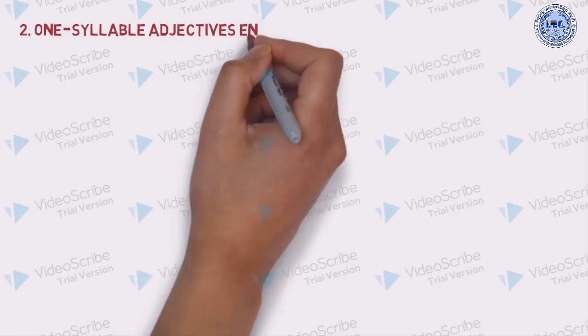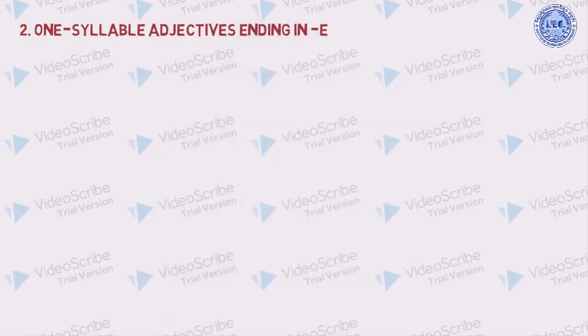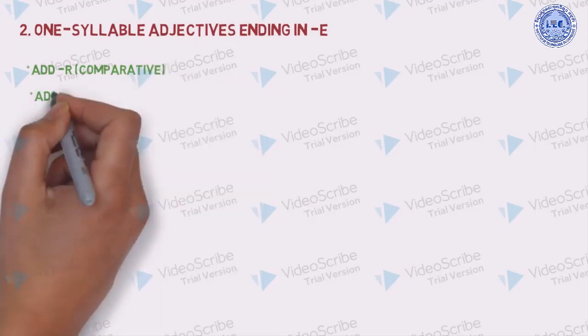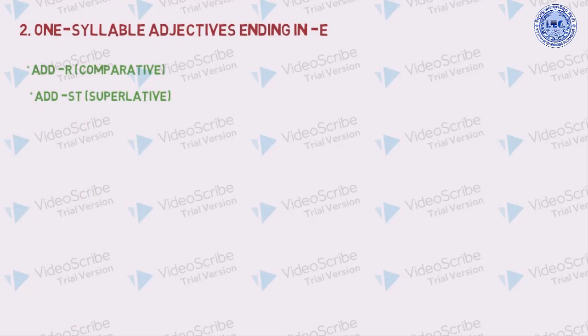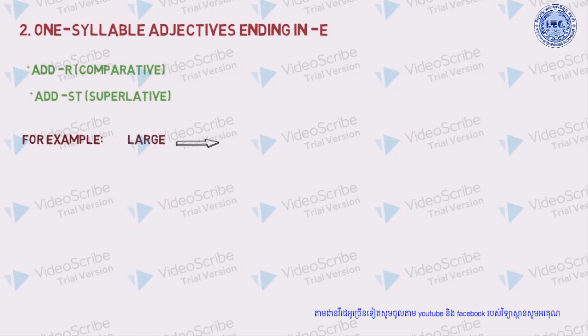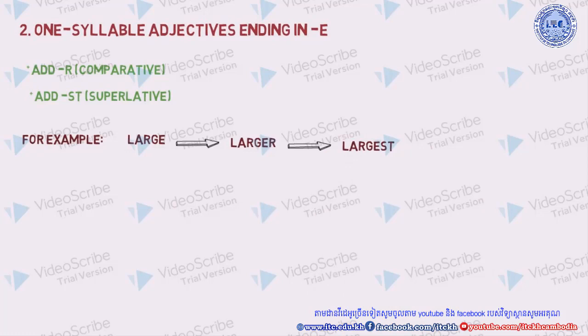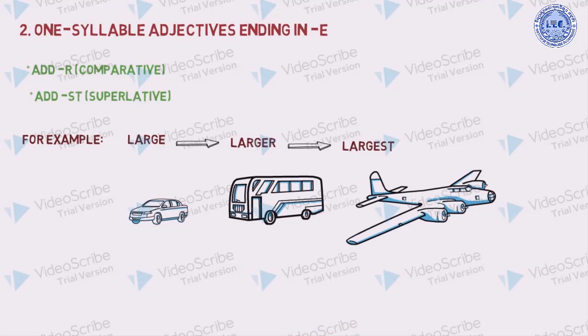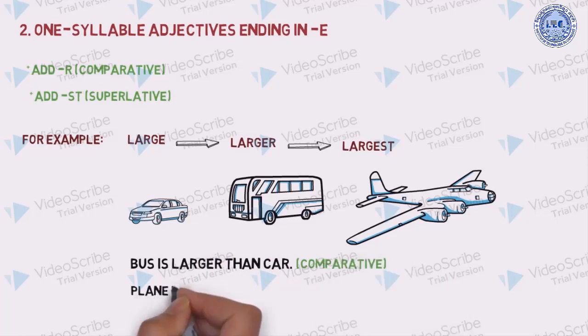Rule number 2. For one-syllable adjectives ending in E, add r for comparative, add st for superlative. For example, large, to larger, and to largest. Bus is larger than car. Comparative. Plane is the largest. Superlative.